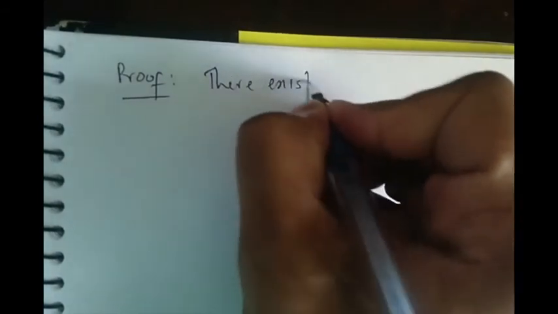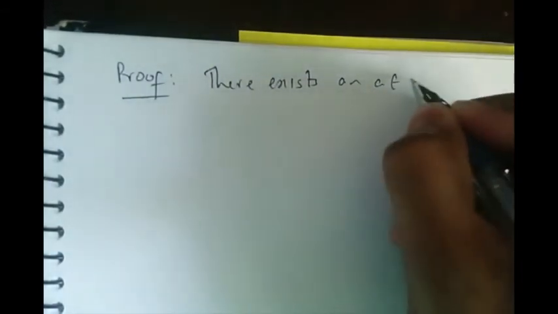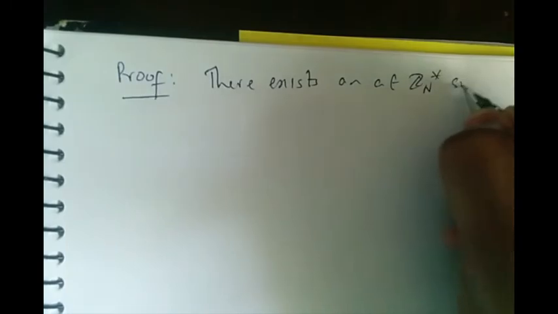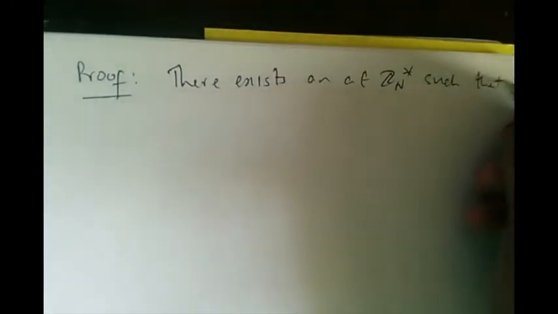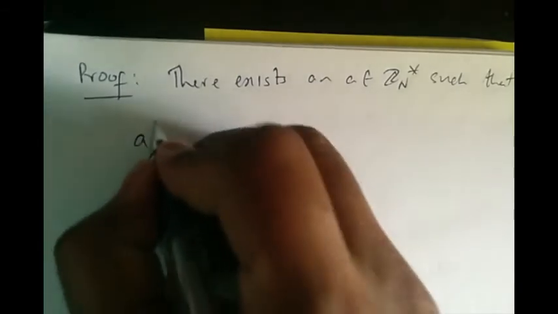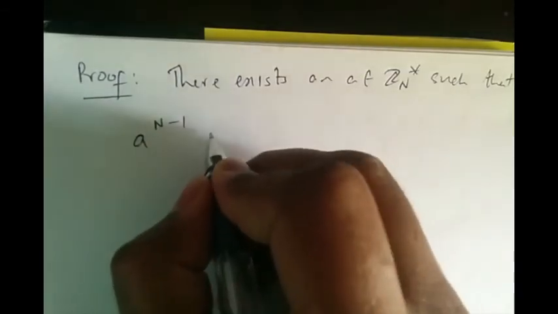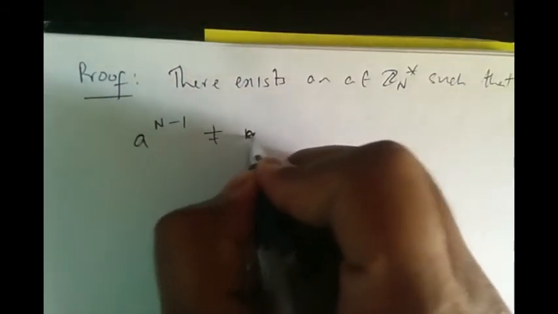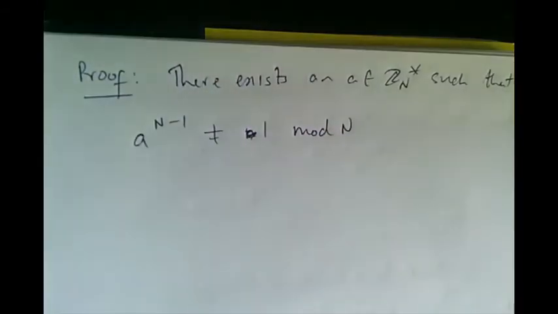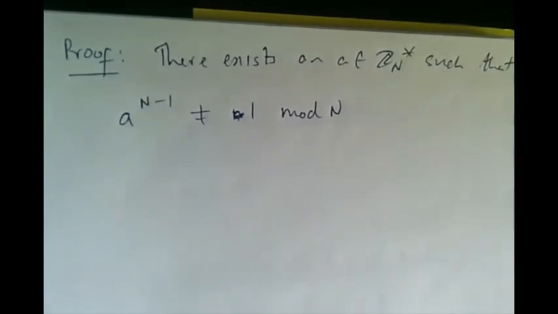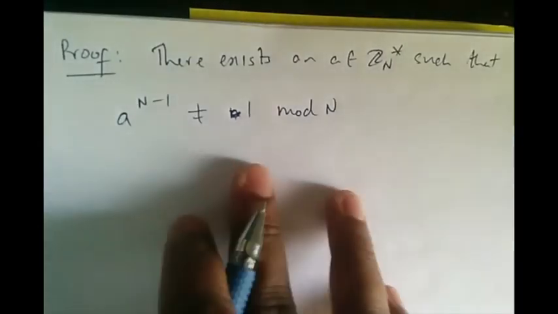So how do we prove the theorem? So what do we have? There exists an A in Zn star such that A raised to n minus 1 is not equal to 1 mod n. Okay. And we want to prove that at least half the elements in Zn star also satisfy this inequality.